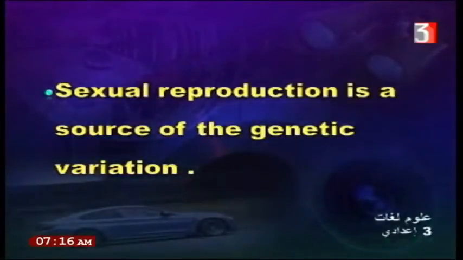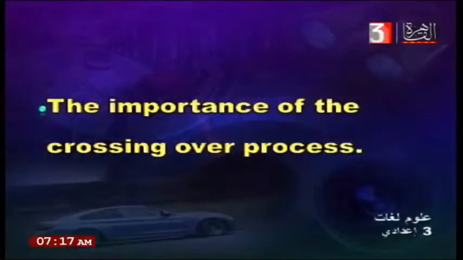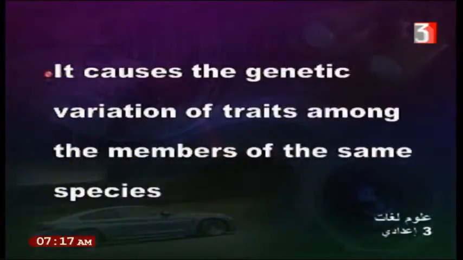Sexual reproduction is a source of genetic variation because it involves two parents and is due to the crossing over phenomenon. The importance of the crossing over process is that it causes genetic variation of traits among the members of the same species.